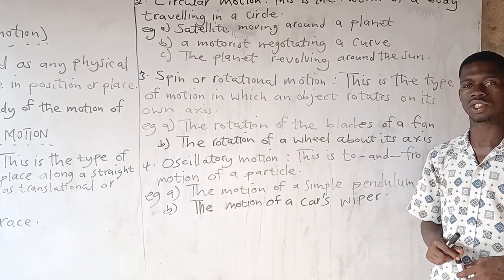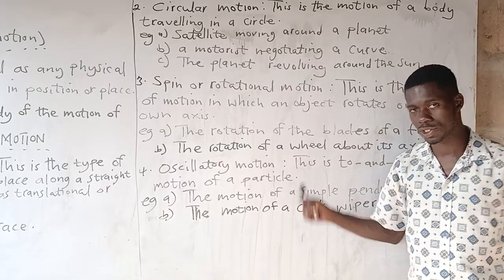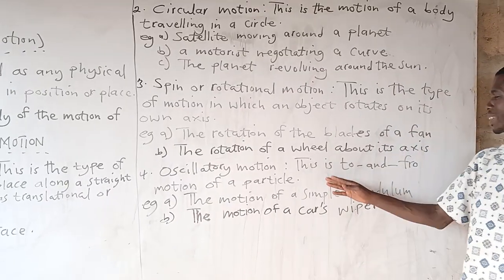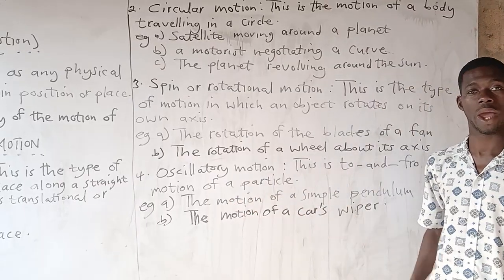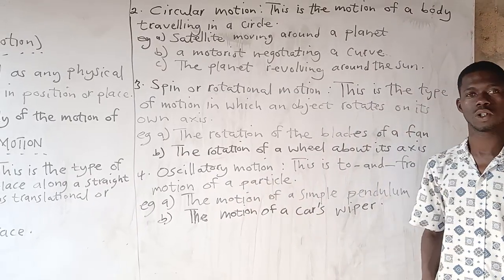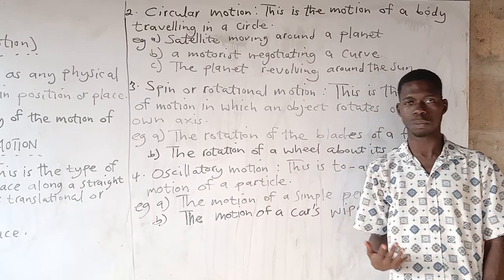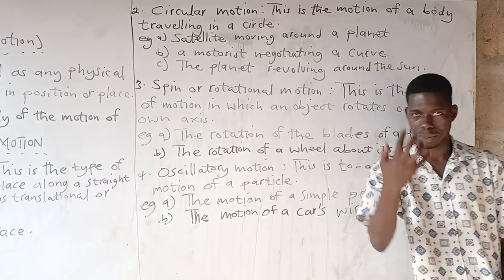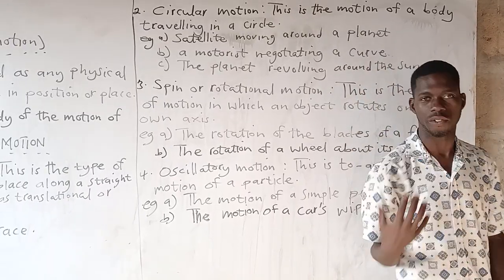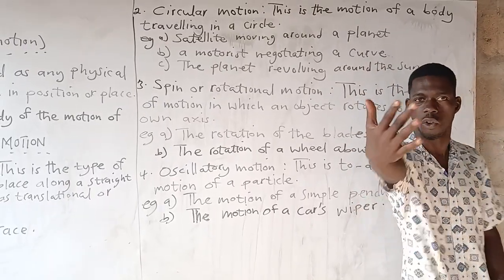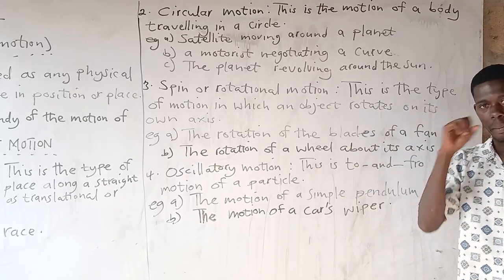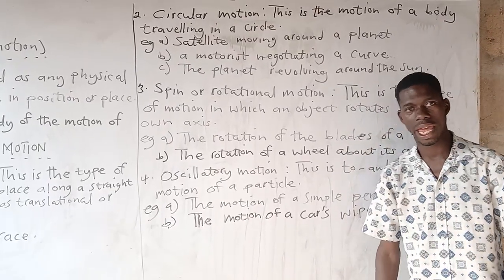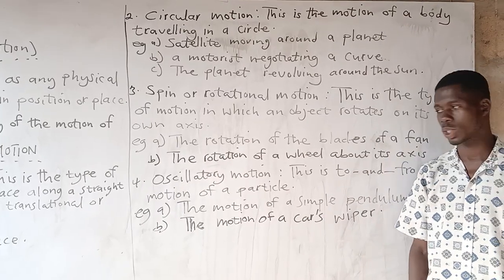What is oscillatory motion? This is the to and fro motion of a particle. What is to and fro? It means it goes and comes back. It moves and comes back. That's what to and fro motion of a particle is.